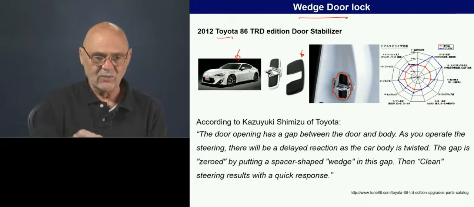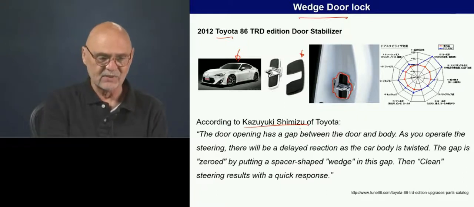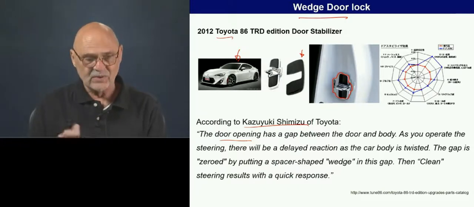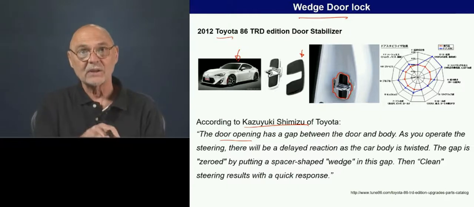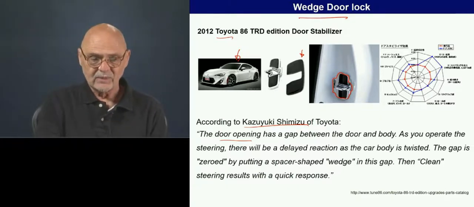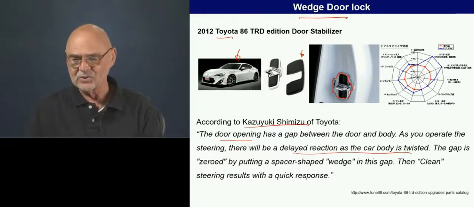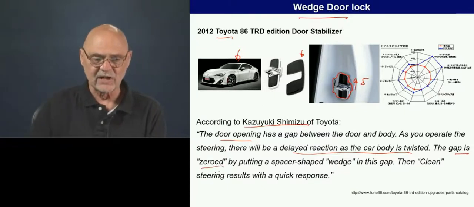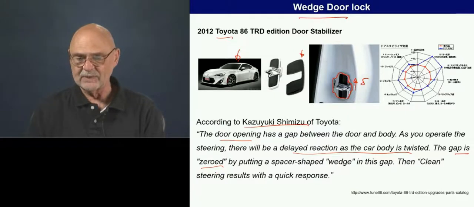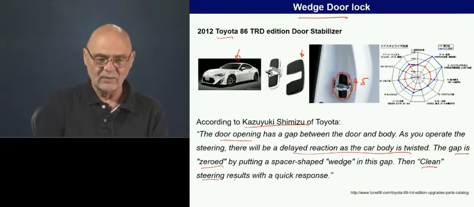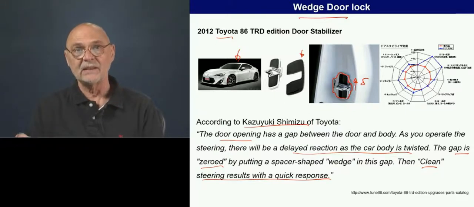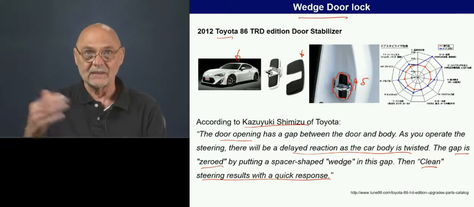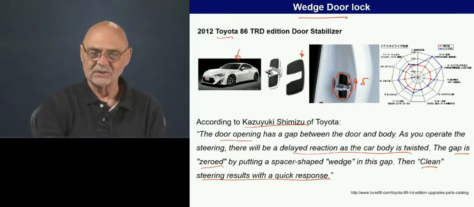Okay. And here's one, this is an engineer at Toyota, and here's his quote: "The door opening has a gap between the door and the body, like we just looked at in the previous slide. As you operate steering, there will be a delayed reaction." We talked about this when we were talking about torsion requirements. There'll be a delayed reaction as the car body is twisted. This gap is zeroed out by putting the spacer-shaped wedge into the gap, and then clean steering results with a quick response. So we've increased the torsional rigidity, again, relative to the torsional roll rate of the suspension. We've made the structure much more stiff, and we have this improved performance.